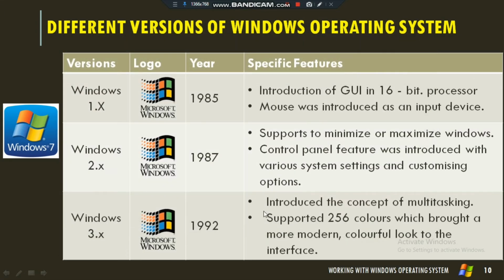Windows 3.x, 1992. It supports 256 colors, which brought a more modern, colorful look to the interface. It created more interaction for the users.